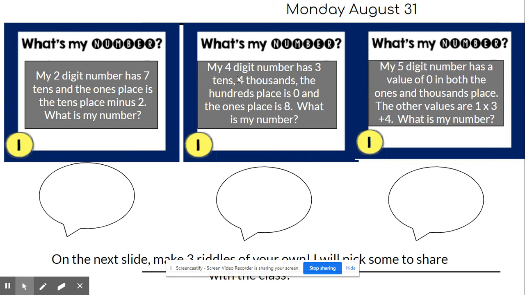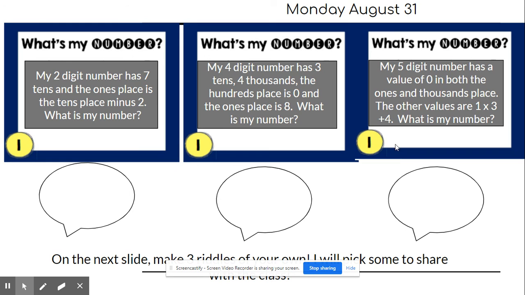The next one, I notice it has a 4-digit number. Okay, and I want you to tell me what that number is. And then you're going to do the same thing for a 5-digit number. And then you're going to tell me what that number is. Okay, so my 4-digit number has 3 tens, 4 thousands, the hundreds place is 0, and the ones place is 8. What is my number? My 5-digit number has a value of 0 in both the ones and thousands place. The other values are 1, times 3, plus 4.